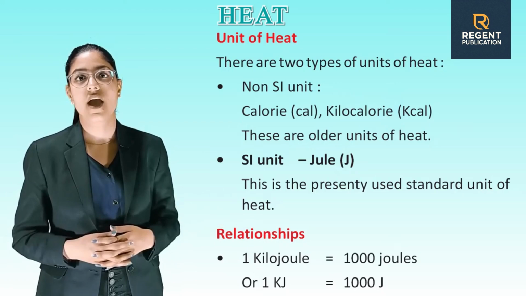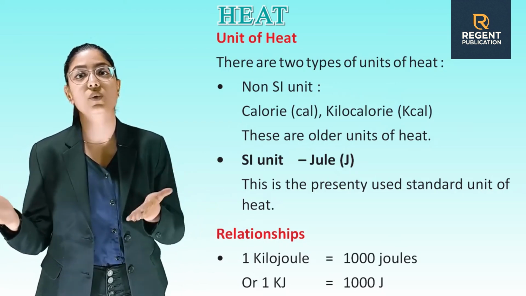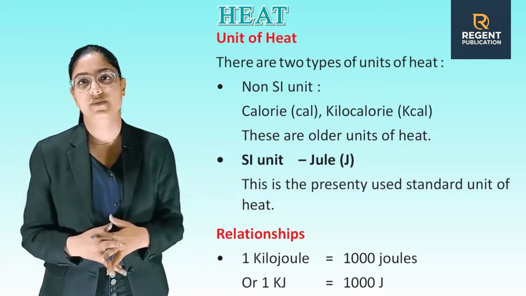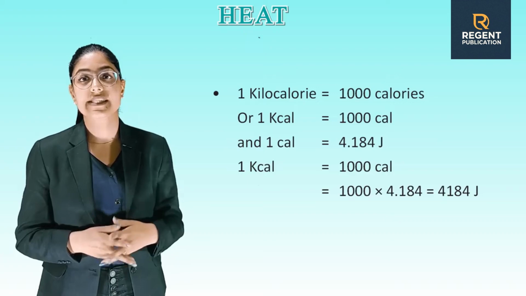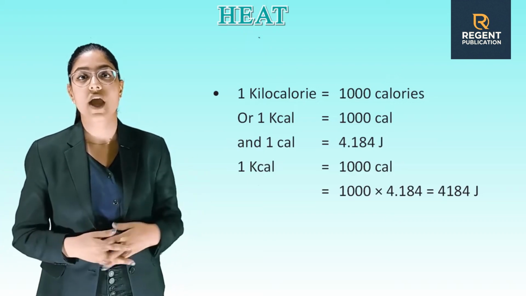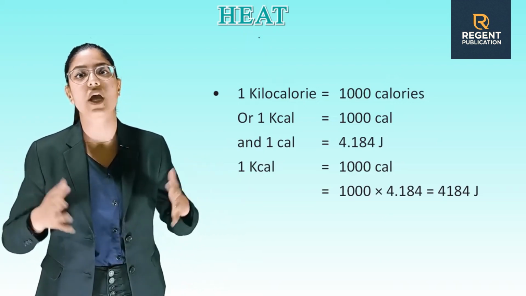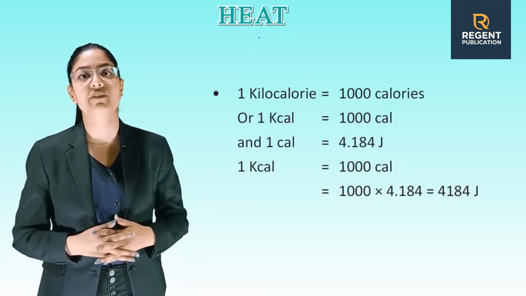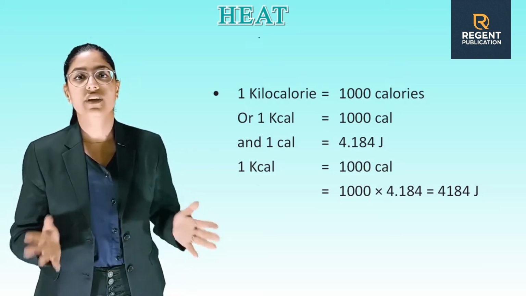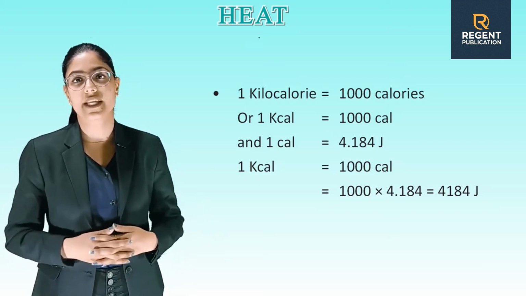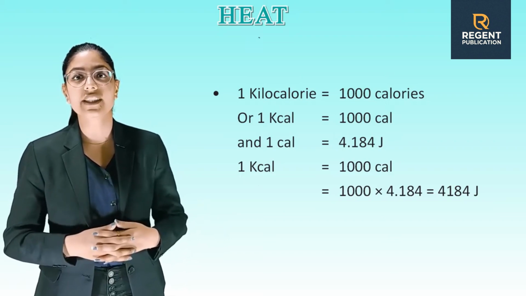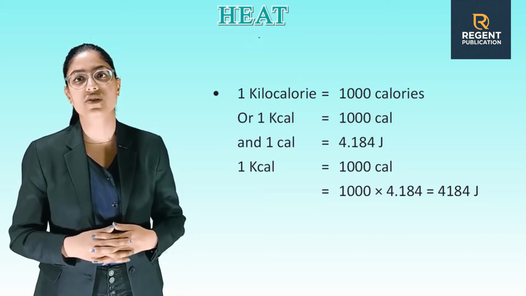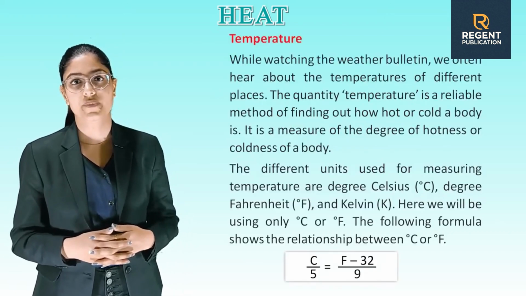Relationships. 1 kilojoule is equal to 1000 joules, or 1 kJ = 1000 J. 1 kilocalorie is equal to 1000 calories, or 1 kcal = 1000 cal, and 1 cal is equal to 4.184 J. So 1 kilocalorie is equal to 1000 calories, which means 1000 multiplied by 4.184 is equal to 4184 joules.